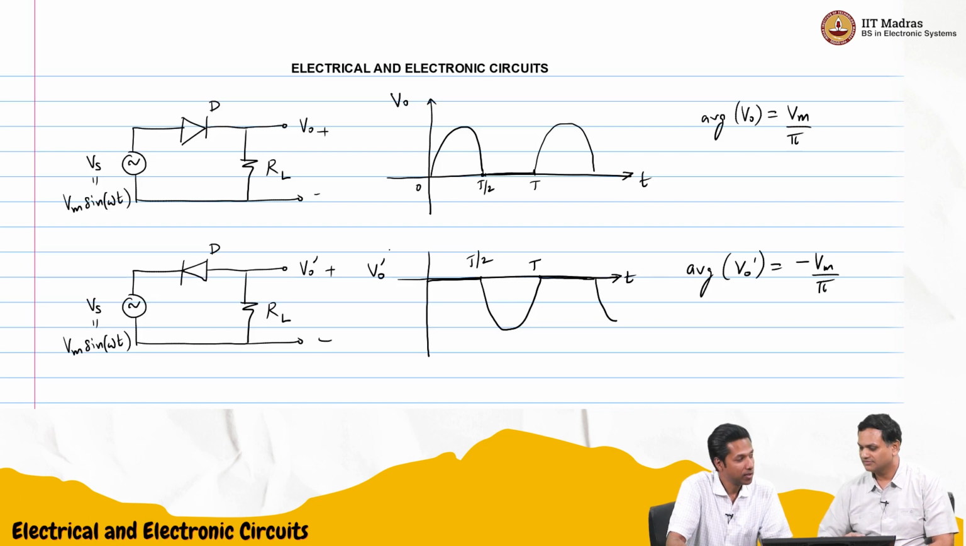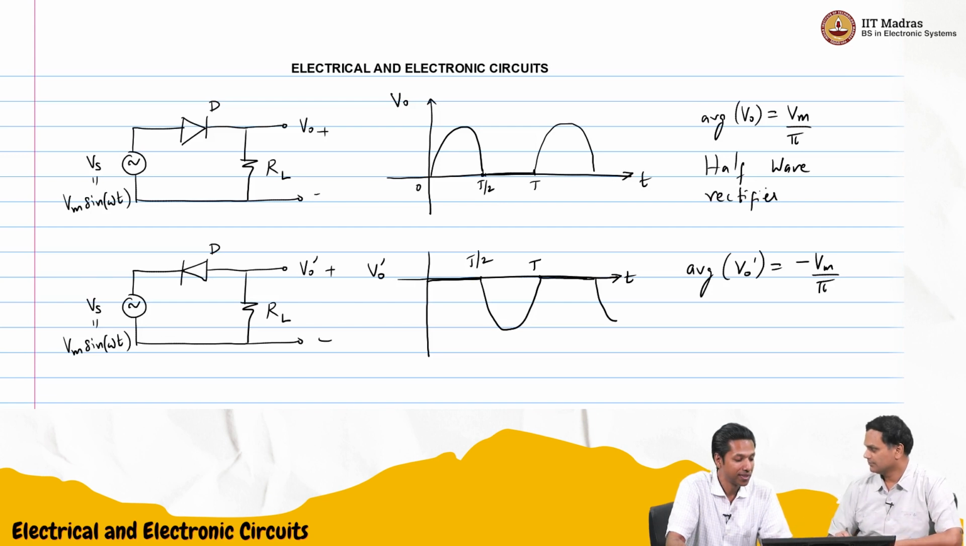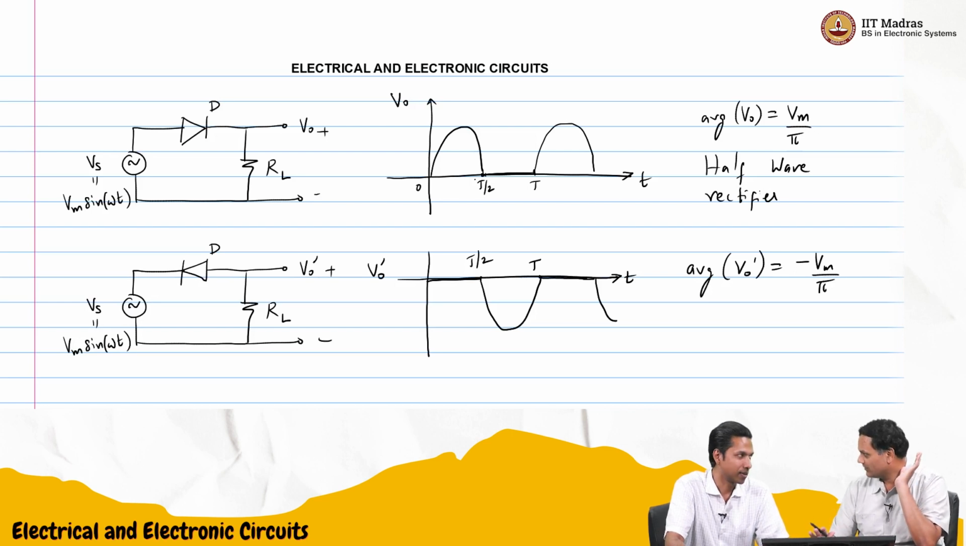Now, is there a way we can combine these two? Each one of these is a half wave. Ideally, we want to flip V naught prime and add it to V naught, because we want to get signal also from T by 2 to T. But we don't want the original sinusoid; we only want the positive.